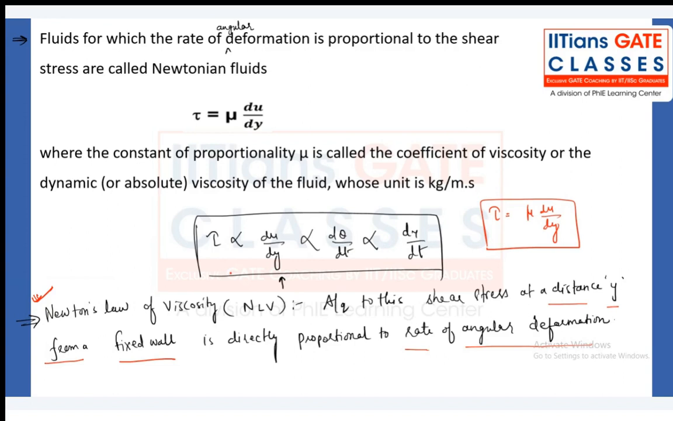If I remove the proportionality sign, I will be getting a proportionality constant. This proportionality constant will be called the coefficient of viscosity or dynamic viscosity, mu. That means tau can be written as equal to what? Mu times du by dy, mu times d theta by dt, mu times d gamma by dt.